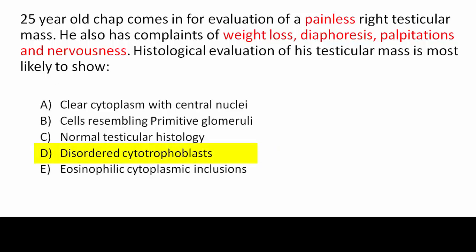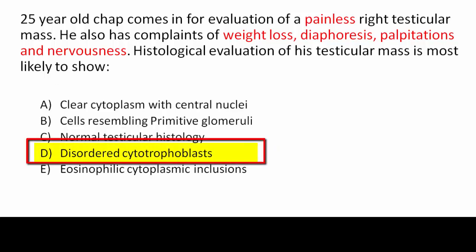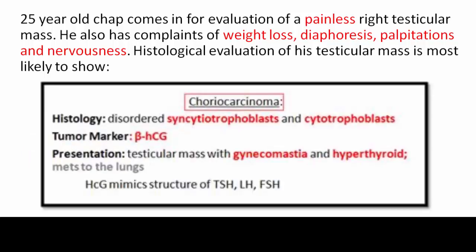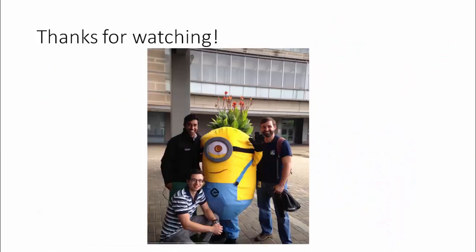D. Disordered cytotrophoblasts. That's right. Remember, this is a tumor of placental tissue. Therefore, it will contain cell types such as cytotrophoblasts and syncytiotrophoblasts. And that's it for testicular tumors.